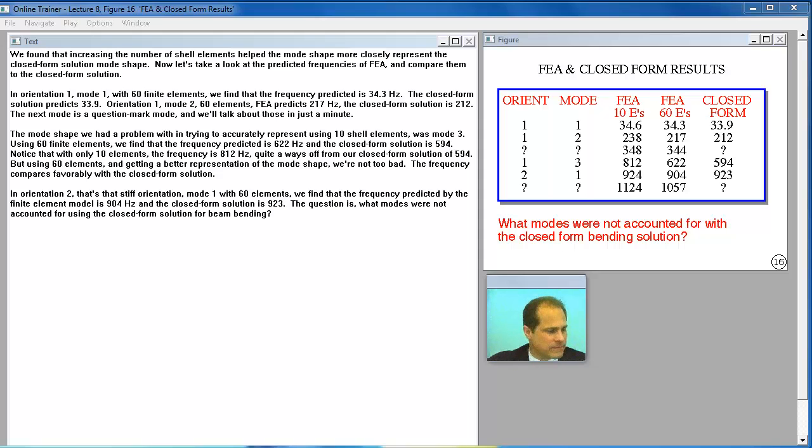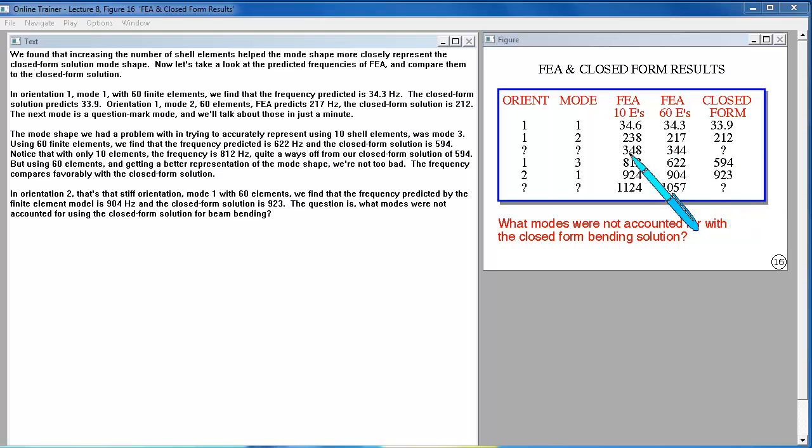Now let's take a look at the predicted frequencies of FEA and compare them to the closed form solution. In orientation 1, mode 1, with 60 finite elements, we find that the frequency predicted is 34.3 Hertz. The closed form solution predicts 33.9. Orientation 1, mode 2, 60 elements, FEA predicts 217 Hertz. The closed form solution is 212. The next mode is a question mark mode, and we'll talk about those in just a minute.